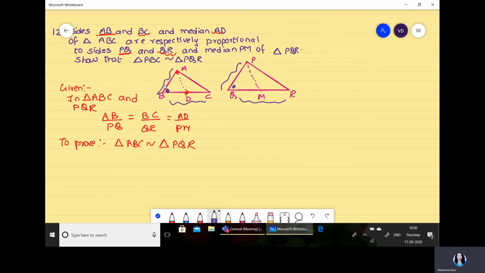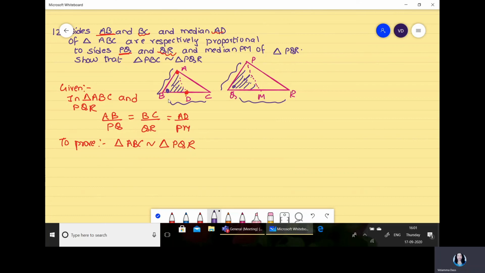Now, angle B and angle Q are also part of triangles ABD and PQM. So can I prove that these two triangles are similar? If I prove that, I can say angle B and angle Q are equal. Do we have the given thing? Yes, AB upon PQ is also equal to AD upon PM. So AB and PQ are proportional, and also proportional to AD upon PM. So we already have two sides of these triangles proportional.